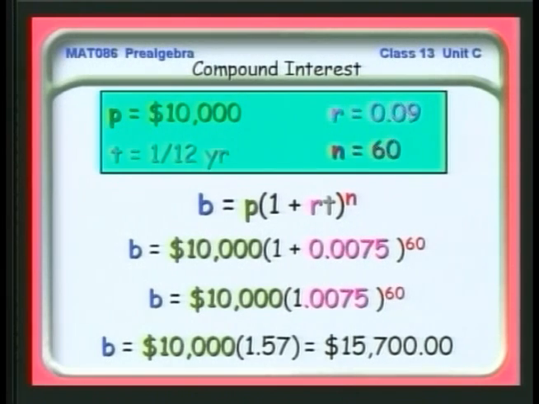And there is a lot of round-off error here. I say approximately because I've taken the 1.0075 to the 60th power and rounded it to the nearest 2 decimal places. I could have carried it out further if I wanted a more exact answer.